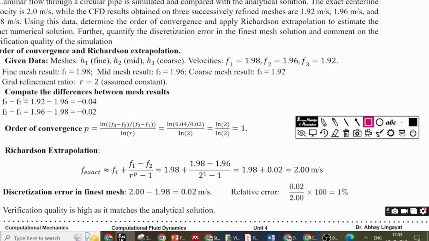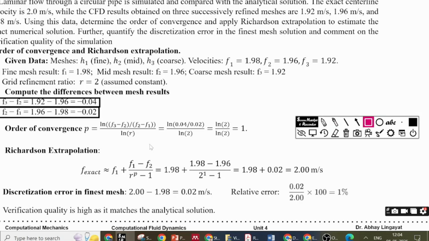So now if we compute F3 minus F2 or phi3 minus phi2, it is 0.04, and F2 minus F1 or phi2 minus phi1, that is 0.02. So in magnitude, the difference reduced from 0.04 to 0.02, which is a factor of 2, and that already hints at first order convergence, right?